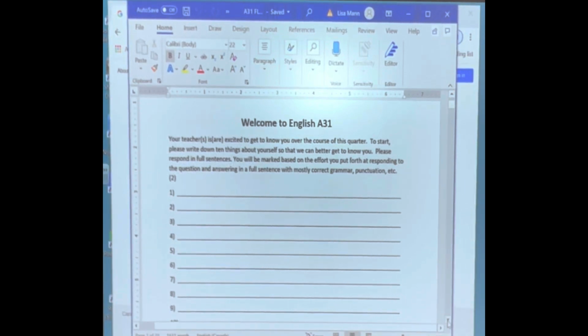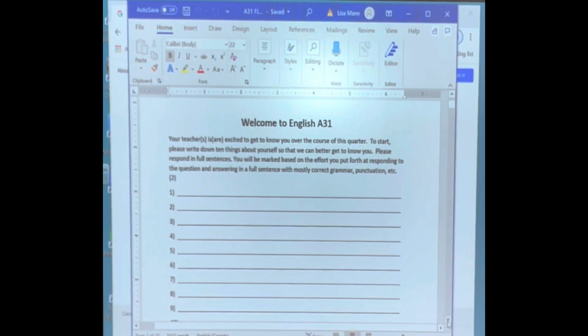For many of you, this is probably challenging. You often don't like to brag about yourself or talk about yourself, or even have to think of things that represent you or things that you like doing, but that's what I need you to do here. It says, to start, please write down 10 things about yourself so that we can better get to know you. I would like these in full sentences, so just do your very best.